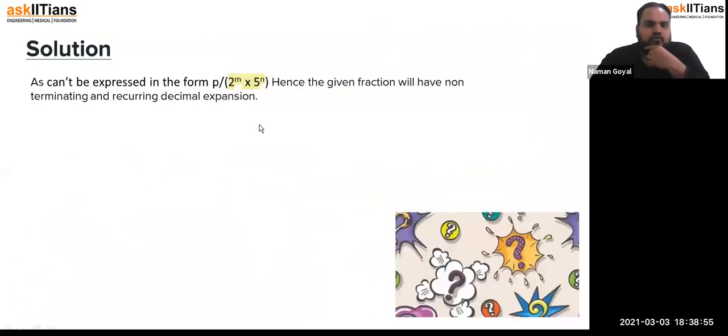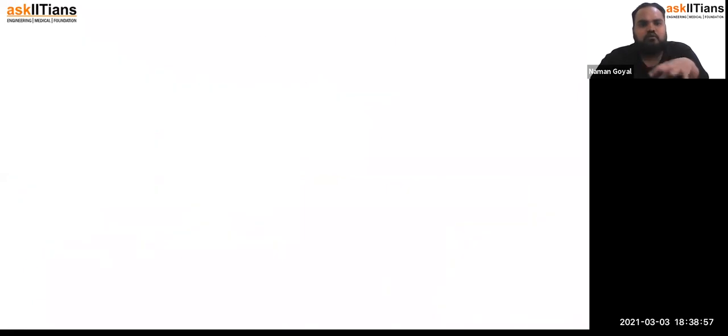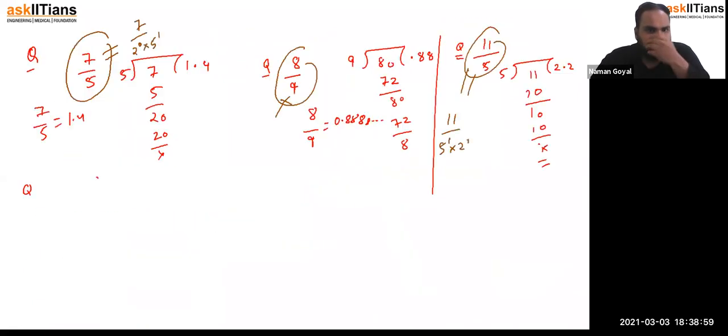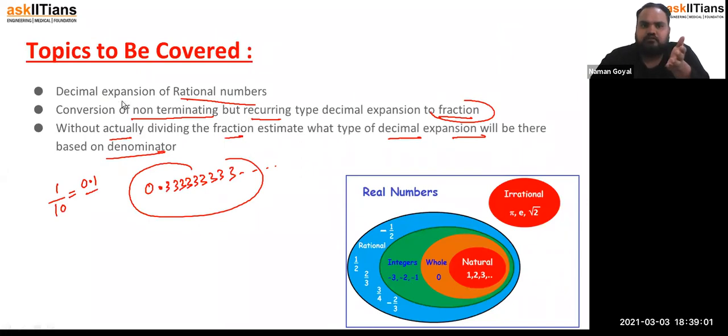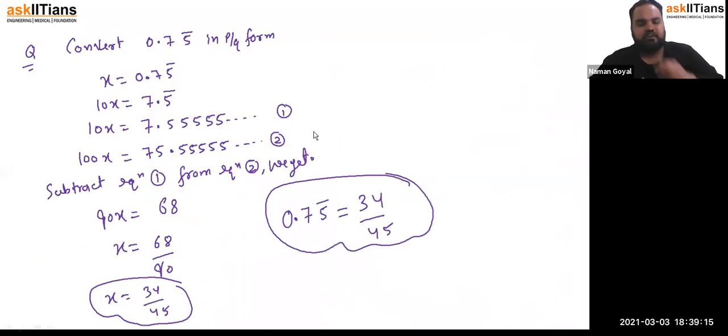So what did we learn? We learned how we convert a fraction into the decimal expansion of a rational number, how we convert a non-terminating but recurring decimal expansion to a fraction, and without doing actual division, how we check the type of that decimal expansion. So now the chapter is completed.